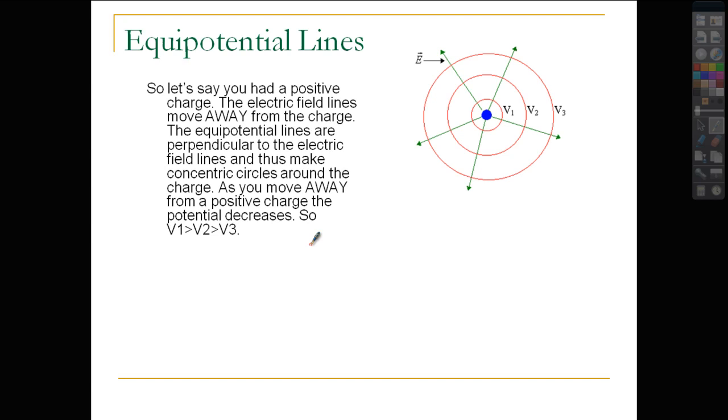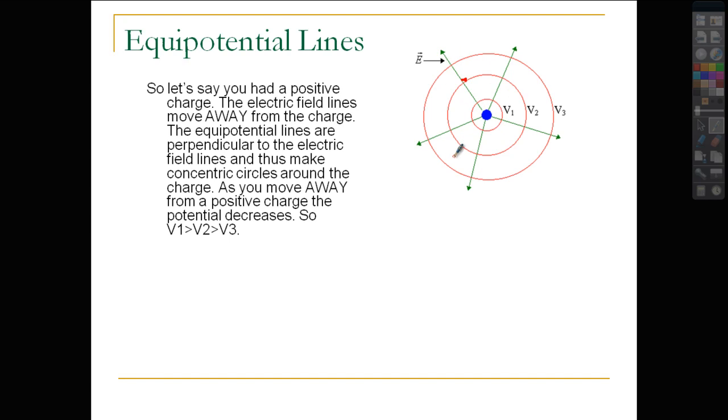So let's say you had a positive charge. The electric field lines move away from the charge. The equipotential lines are perpendicular to the electric field lines and thus make concentric circles. So here's our electric field coming out. And at each one of these points where the equipotential lines cross, like that is perpendicular. So that's how we get these circles around there for the equipotential lines.